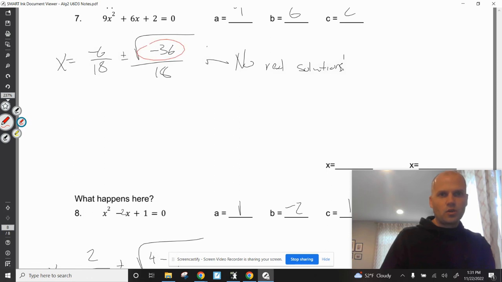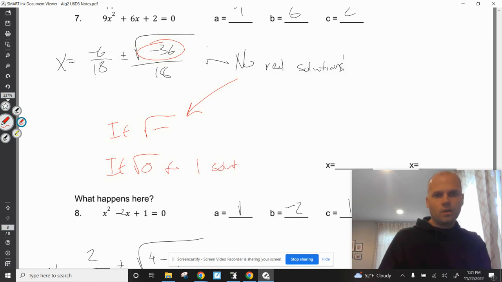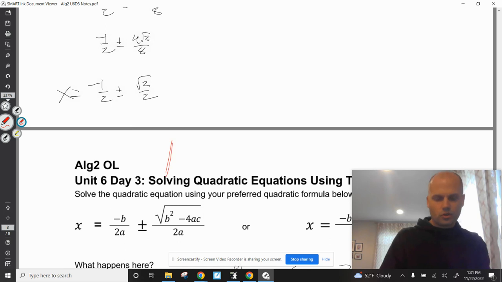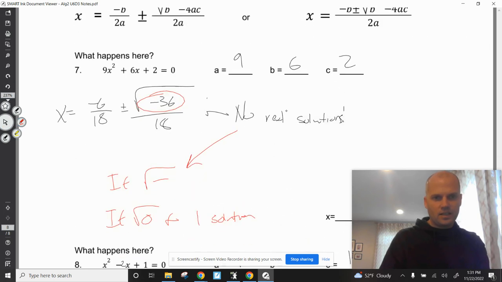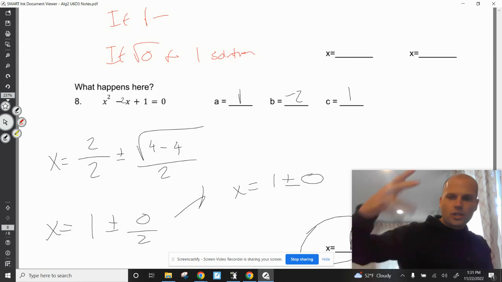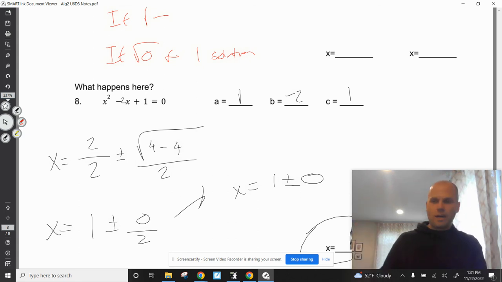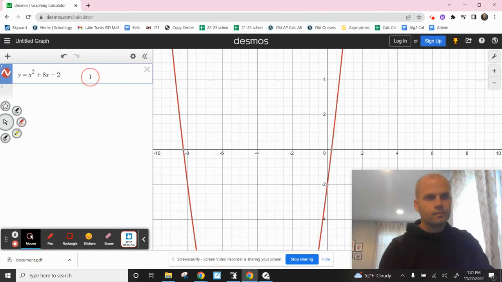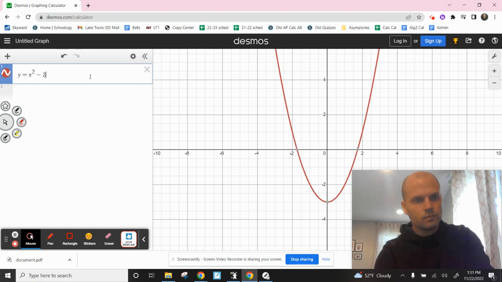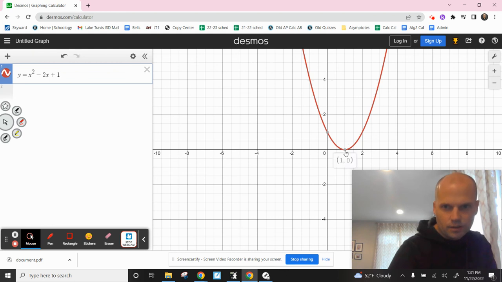If what's underneath your square root is negative, no real solutions. If underneath your square root is 0, you're only going to have one solution. This is the situation where your solution is the vertex and they're located at the same location. Okay, we're used to having two solutions. Sometimes we can have one. If you graphed x squared minus 2x plus 1, you see the vertex is on that.